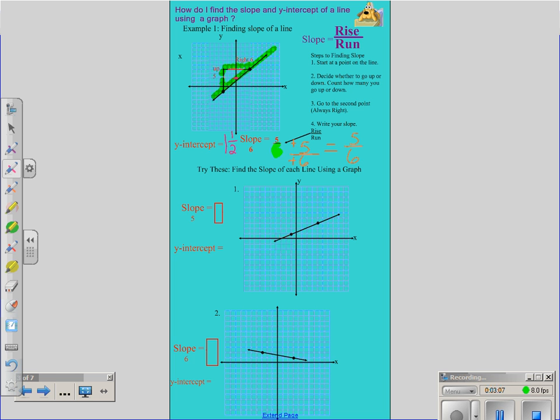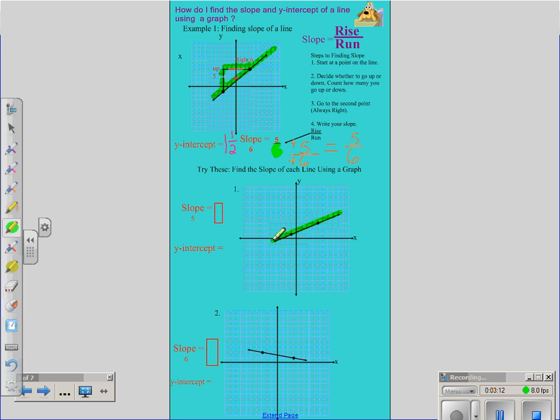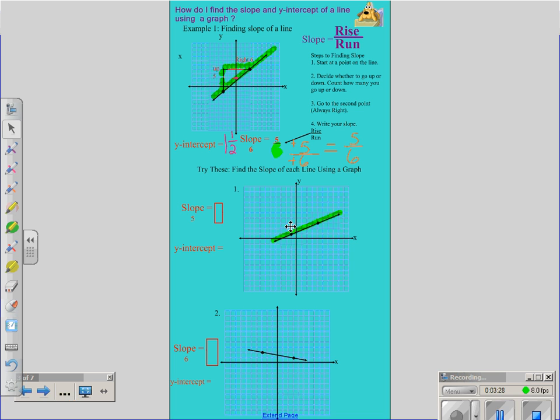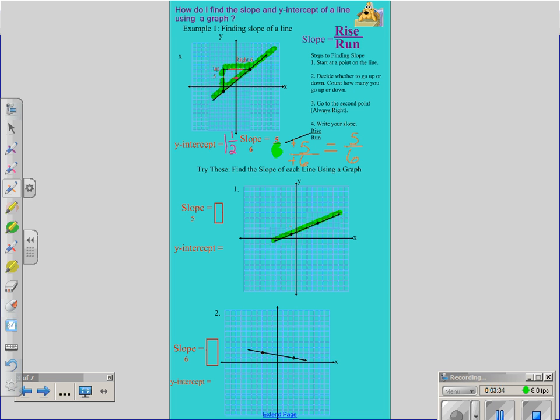On the second example, once again, I notice that I have a line that is going up. So right away, I know that it's a positive slope. I want to count from the point that is highlighted to the point at the top. When it's a positive slope, you start down and count up. So we're going to count up 1 and then 2. That means that my rise was a positive 2. Then I'm going to count from this point over to this point.